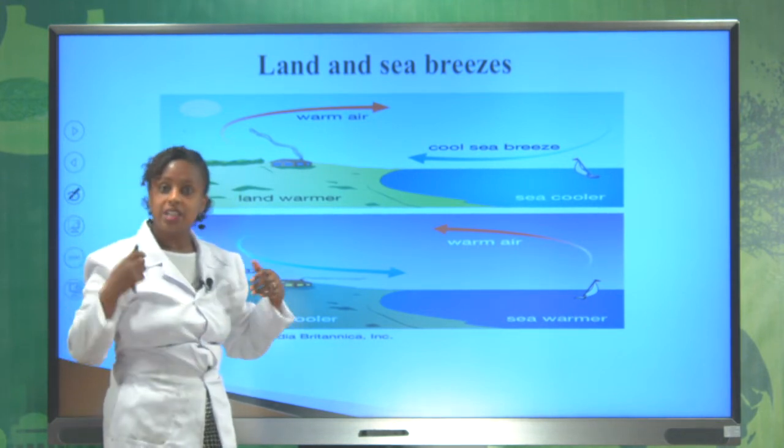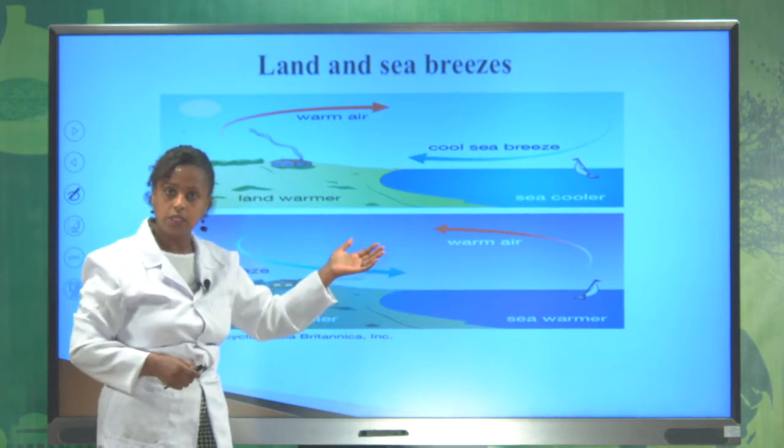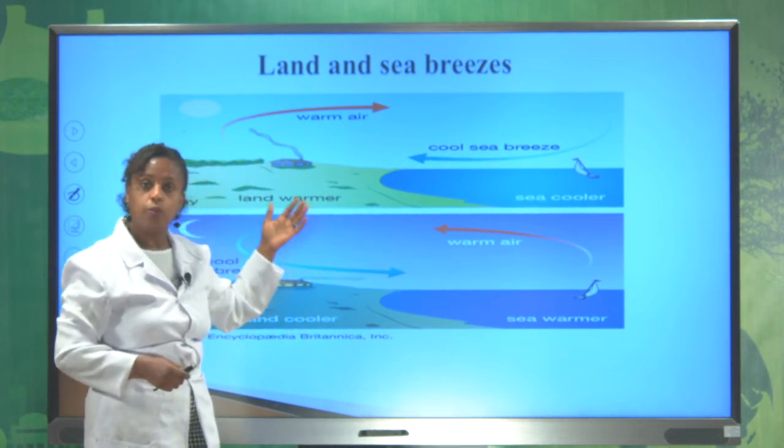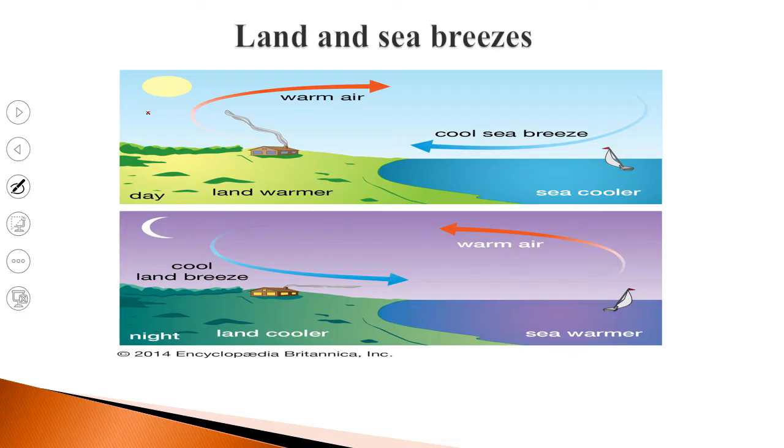But due to its nature, the land becomes warmer more quickly than water bodies or seas. As a result, low pressure formed on the land, high pressure occurred on the sea. Based on the above lesson, wind blows from higher pressure area to the lower pressure area. At this time, wind blows from the sea to the land, and we call this sea breeze.